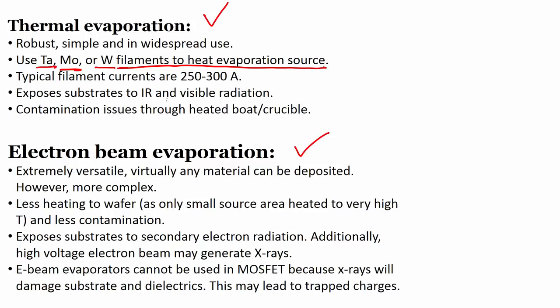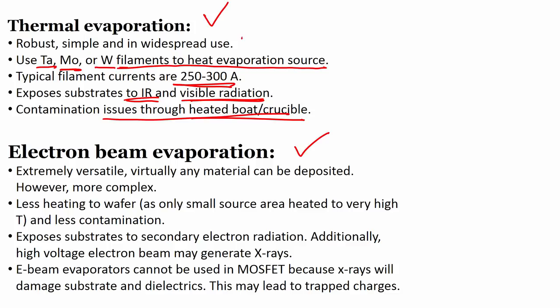Typical filament currents are about 250 to 300 ampere, it exposes substrates to IR and visible radiation, and there are contamination issues through the heated boat or crucible. If the crucible or boat is contaminated, that contamination will also get deposited on the substrate, that is why there are contamination issues, right.